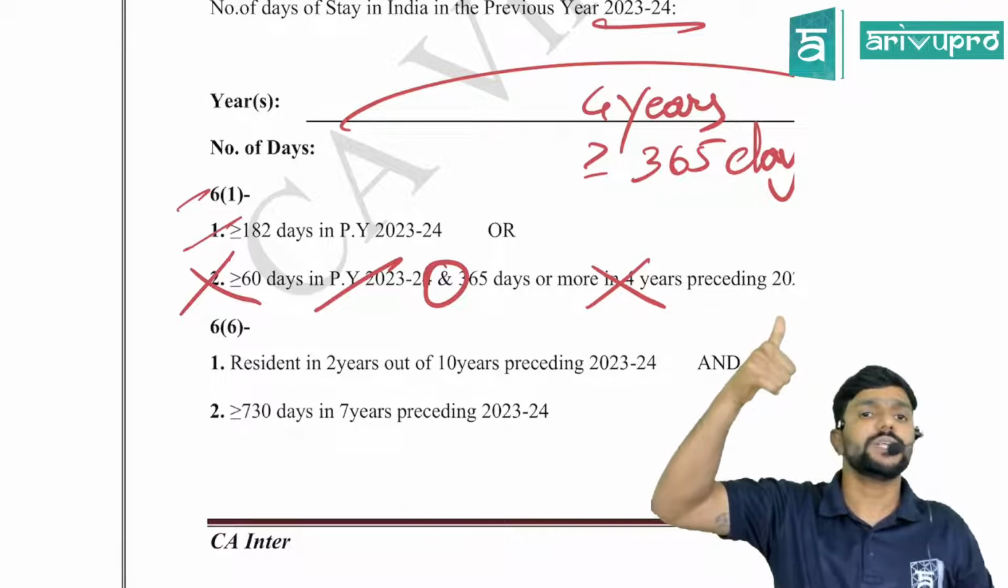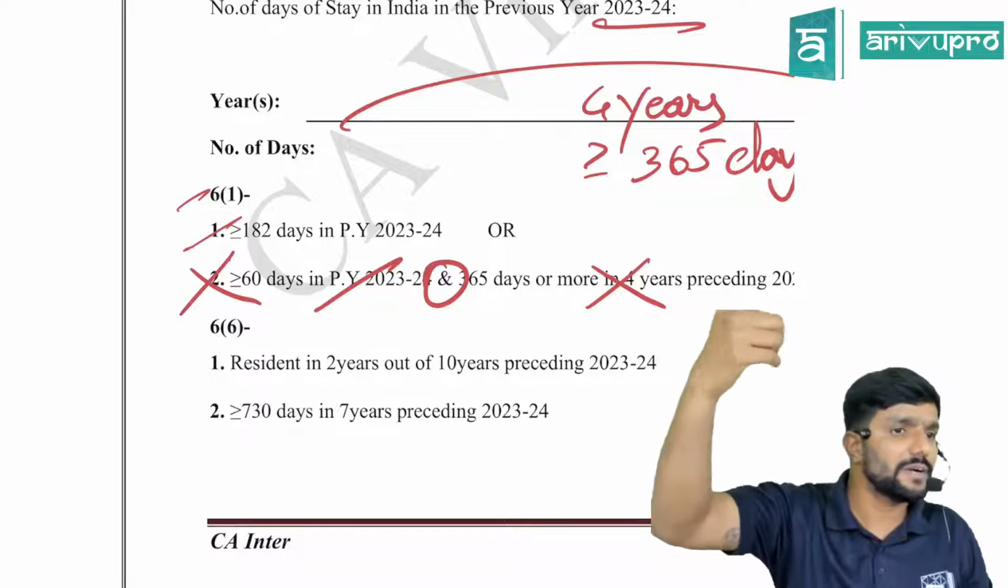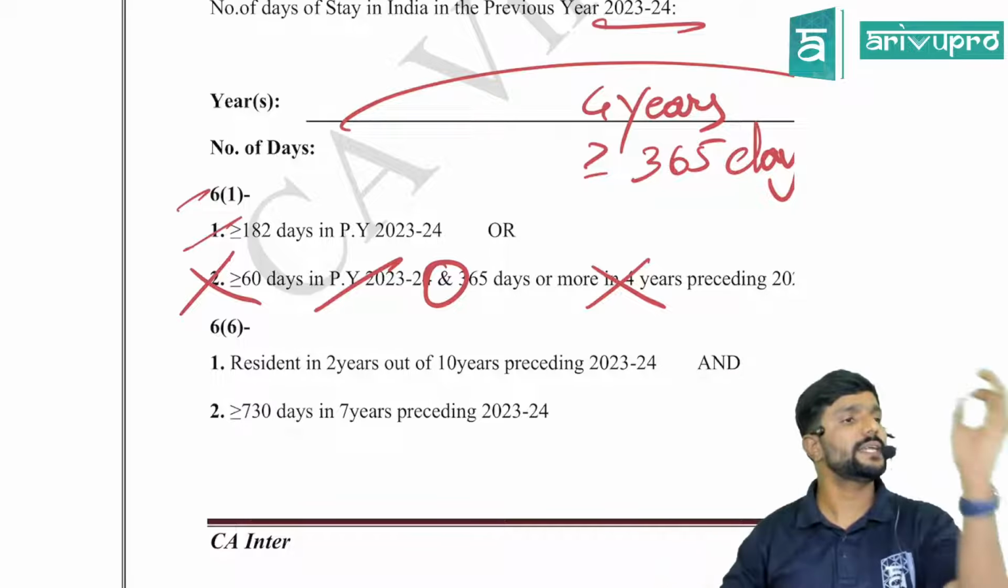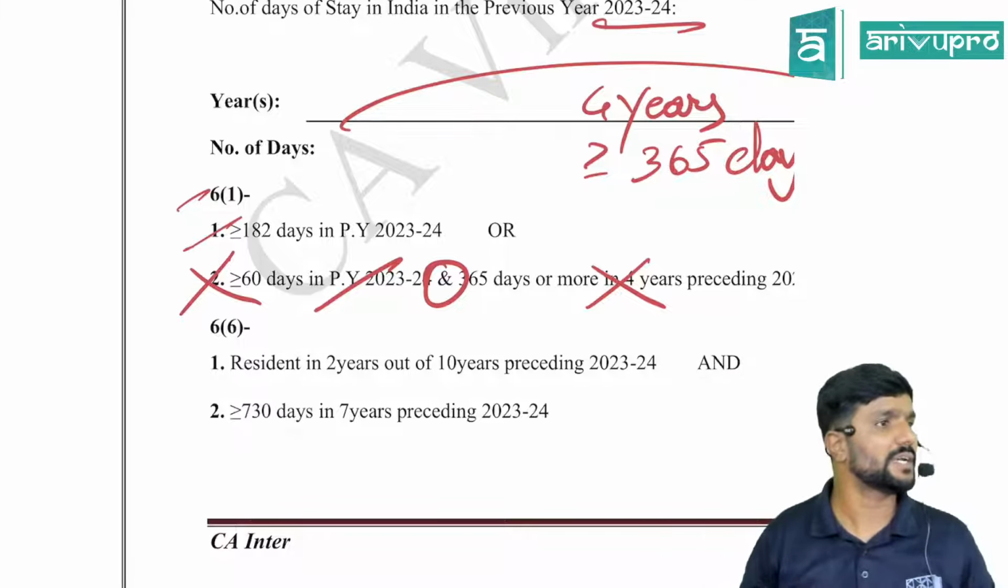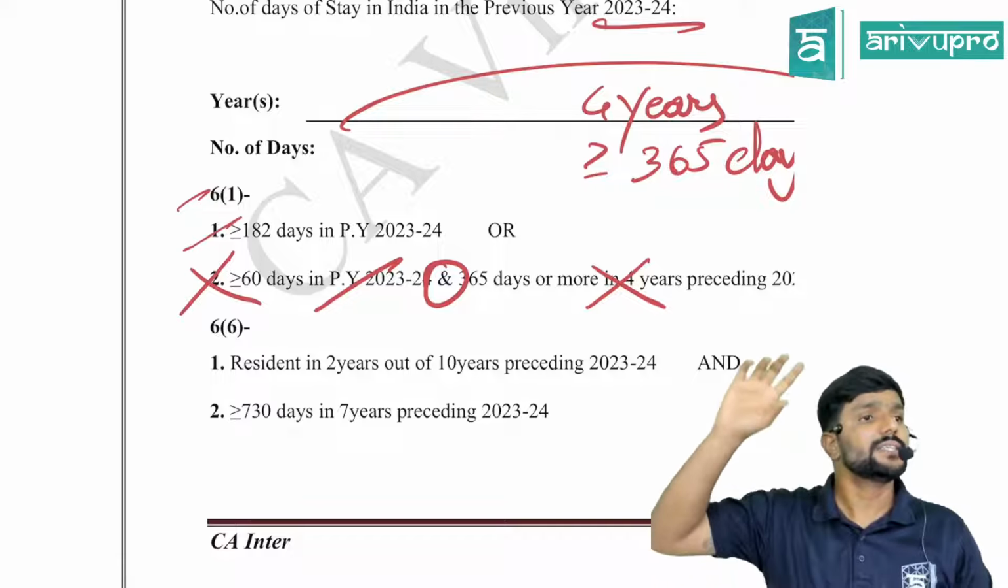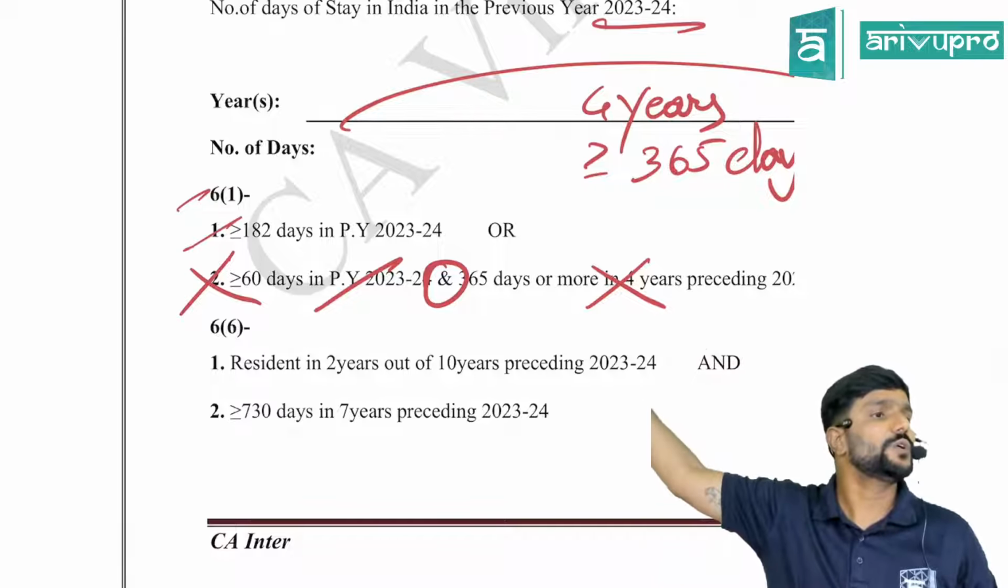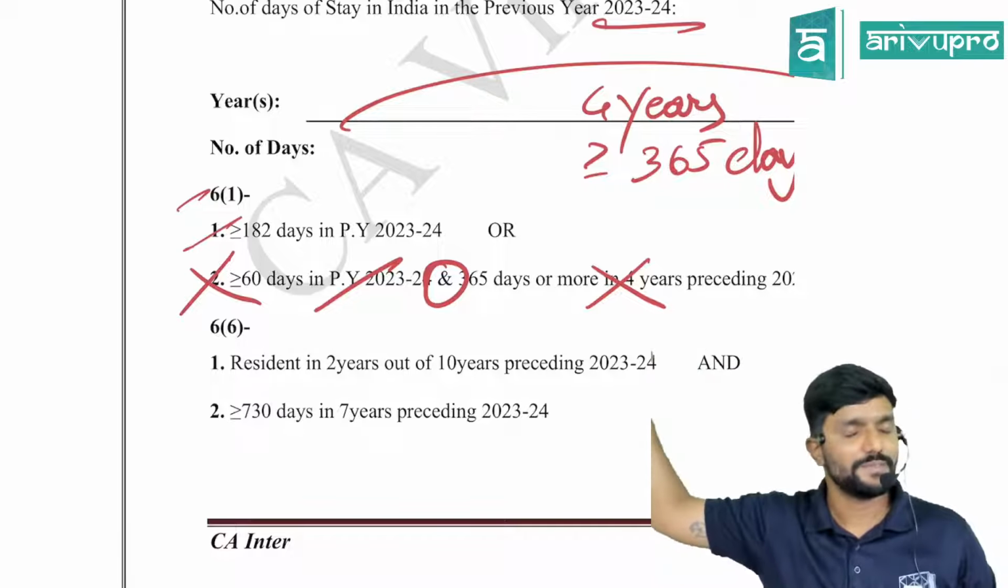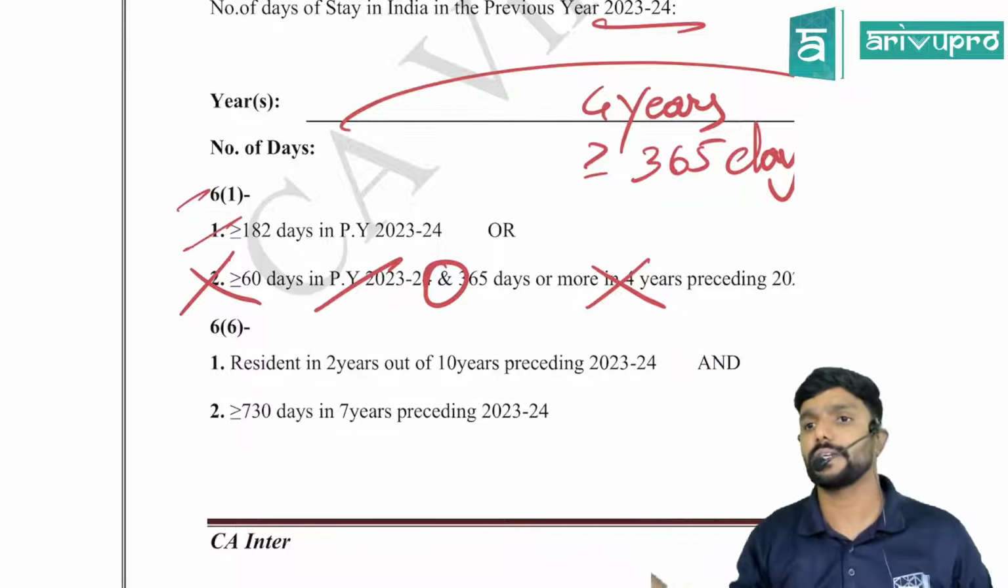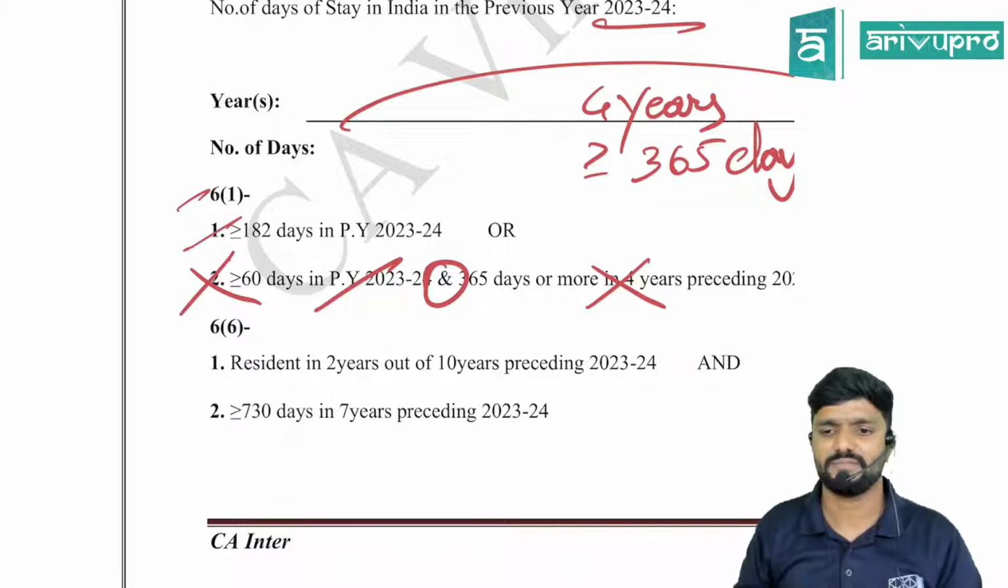182 days or more in the previous year. If that is not satisfied, second, 60 days or more during the previous year, and 365 days or more in the preceding 4 years.